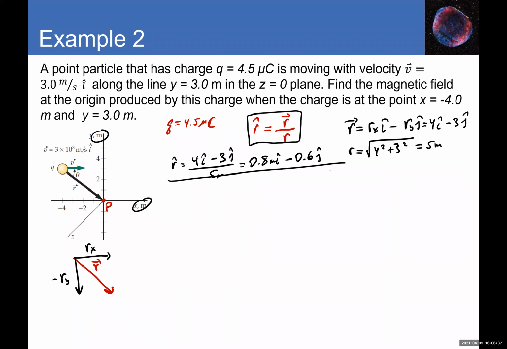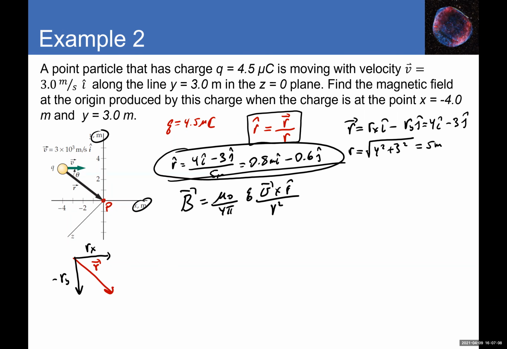That means in this equation for the magnetic field, where I have mu naught over 4 pi times qv cross R hat, if the R hat cannot simply be in a horizontal, vertical, or z direction, I have to use this to find the direction of the R hat. That's why I showed you this example, so you can see how to approach a problem like that.